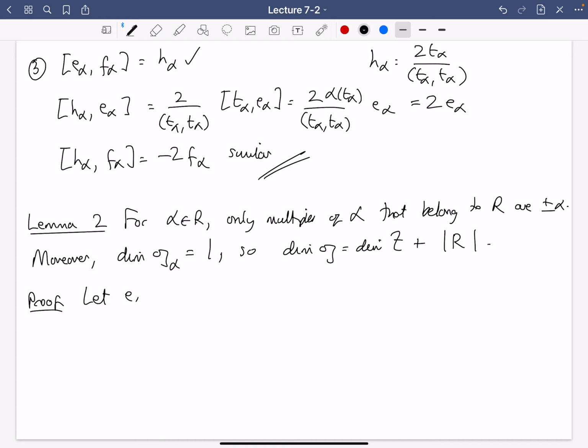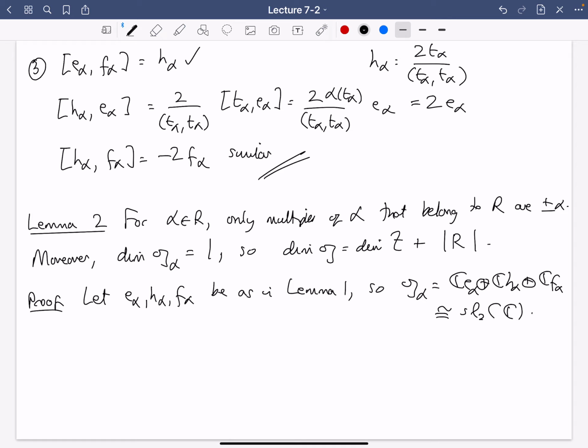So I'm going to let E alpha, H alpha, F alpha be as in Lemma 1. So G alpha, the span, is isomorphic to SL2 of C. That's an SL2 triple. I'm going to let M be the direct sum over all complex numbers C of the weight spaces for the weight C alpha. I'm trying to show that the only C alphas that are actually roots are plus or minus alpha.